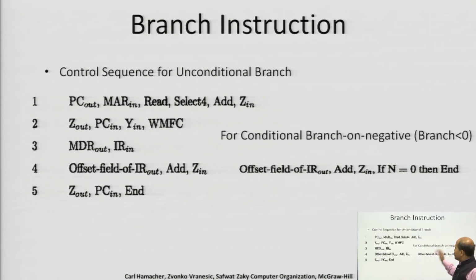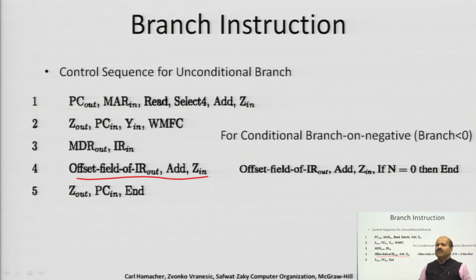Next is the branching operation. The first three steps are very similar to the previous example of instruction execution; we only need to check what type of branching we are going to perform. There are two types of branching, conditional and unconditional. In case of unconditional, we simply jump onto the particular location without any condition. That value is given in the offset field of IR out, so we simply add that value to the PC and jump onto the particular location.